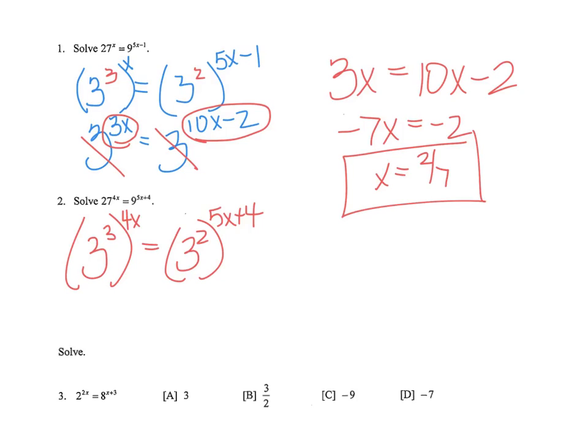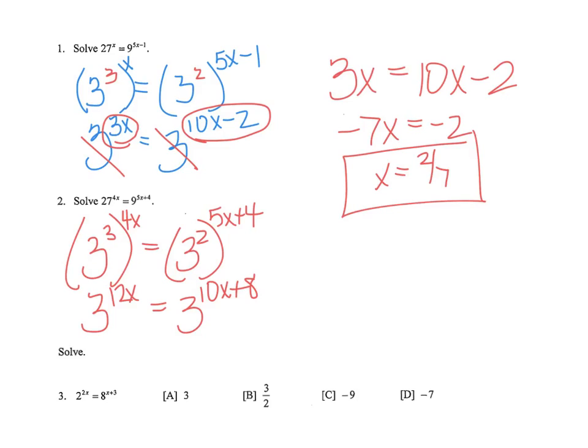Now your equation should look like 3 to the 12x equals 3 to the 10x plus 8. Now look what we did next up on number 1. The bases are the same, my exponents are combined, the bases drop out. My equation becomes the two exponents.